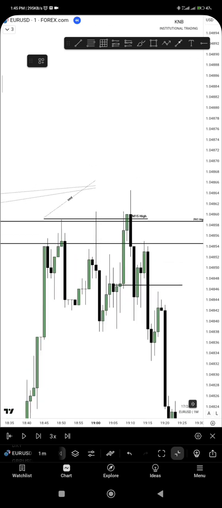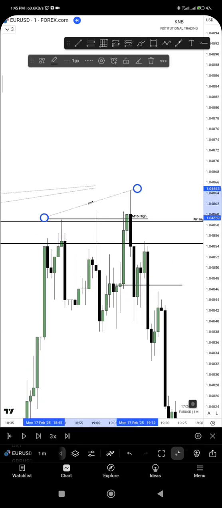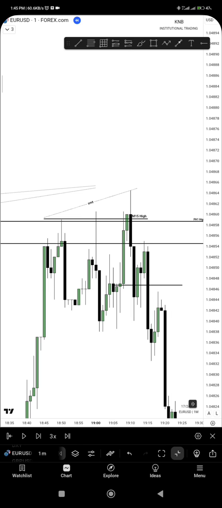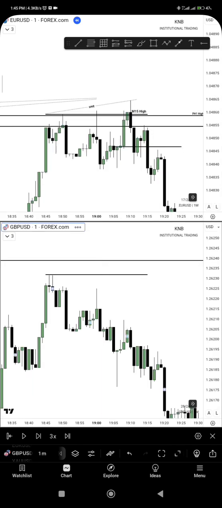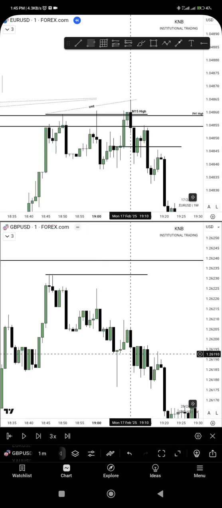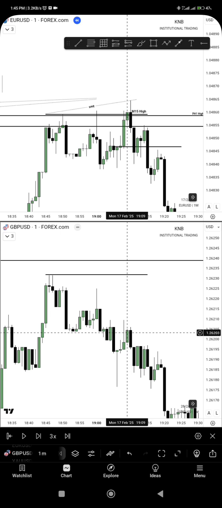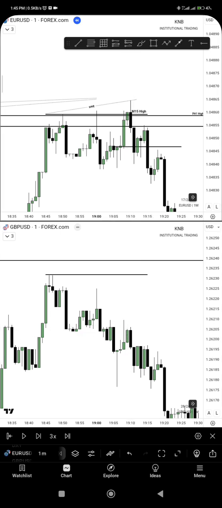Boom. So when that SMT divergence is occurring, price is sweeping liquidity. You are looking at GU, and you notice that GU is not sweeping that high. GU is just dropping, it's not sweeping the high, whereas EU pumped up and swept that high. That's when you begin to position yourself.